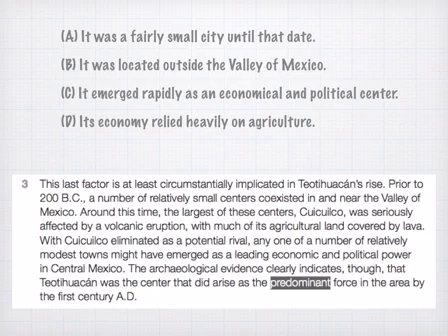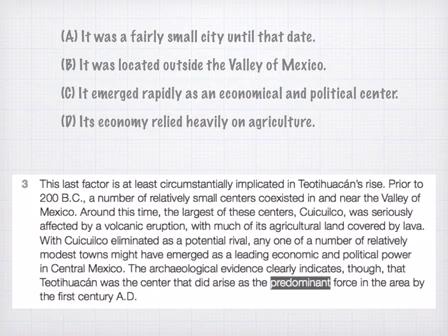C, it emerged rapidly as an economic and political center. If we look forward through, with Quilquilco eliminated as a potential rival, any one of a number of relatively modest towns might have emerged as a leading economic and political power. It actually mentions quite early in the third sentence that Quilquilco was eliminated as a potential rival, and that any other of the relatively small towns might have emerged as a leading economic and political power. So I don't think that we can use C here.